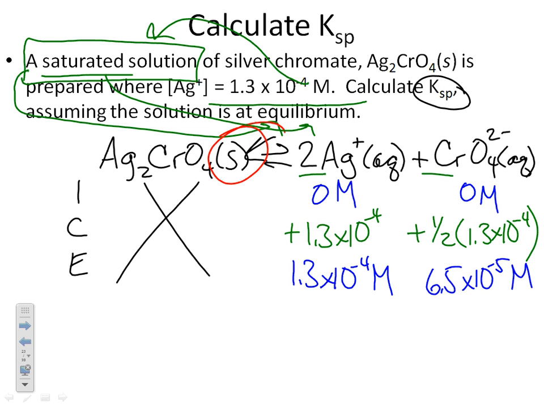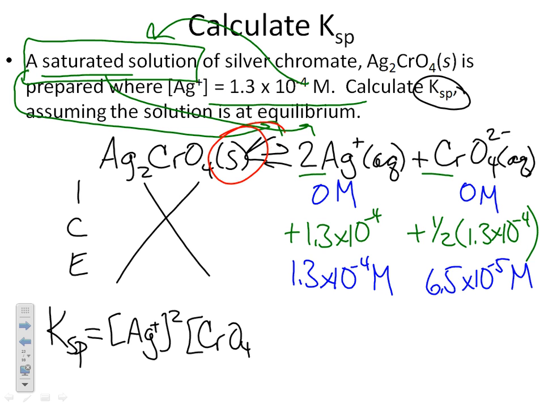We have now filled in the ICE chart as much as we possibly can, which means our next step of our 3 steps, write a reaction, fill in an ICE chart, go to the K expression, is the K expression itself. So this is the KSP, products over reactants raised to their coefficients. So it's going to be the concentration of the silver ion squared times the concentration of the chromate ion over a big old fatty 1. Do not put the solid into the equilibrium expression. They don't go there. It's only aqueous things and gases that go into your equilibrium expression. So that's your equilibrium expression right there.